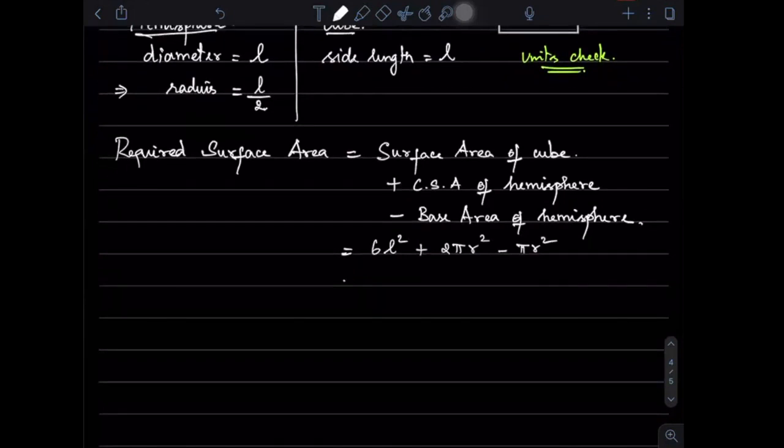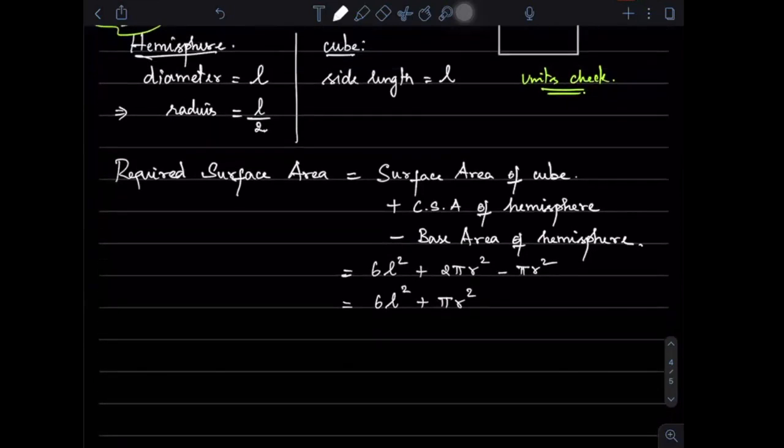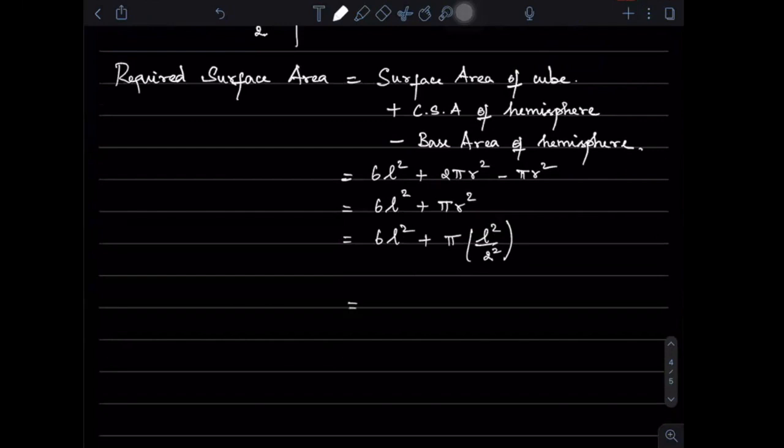Here everything is common, isn't it? So what is the radius? 6L square plus pi r square is what you get. So what do I know? My radius is equal to L by 2. So therefore 6L square plus pi, what do I get? L square by 2 square. If I simplify this further, what do I get, children? 24. So I get 24 L square plus pi L square divided by 4.